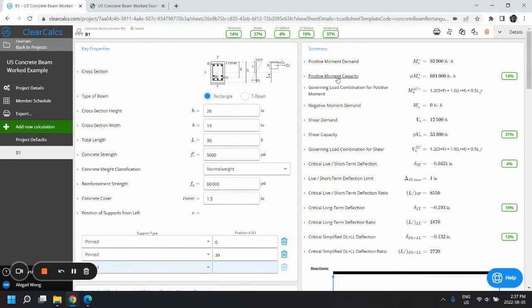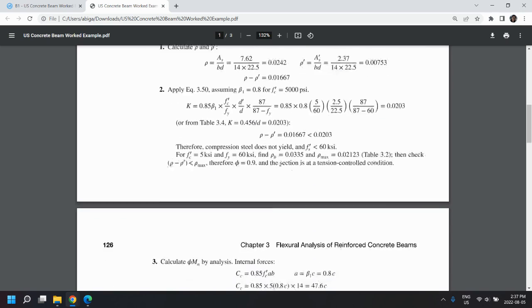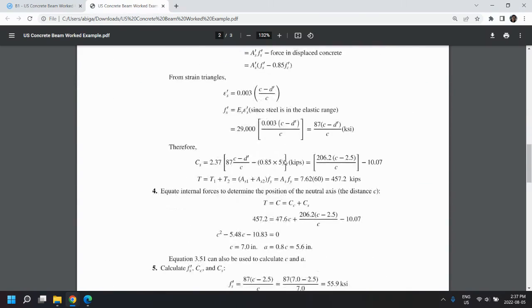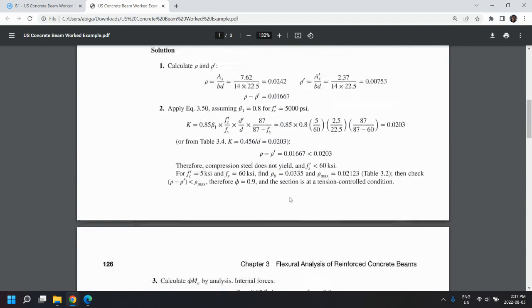Now, if we look at our positive moment capacity, it is 691,000 pounds-feet. If we scroll through the textbook example, past their intermediate steps, we can see that they had a final capacity of 675.9 kips-feet. So let's see what the differences in this example and ClearCalcs might have been.